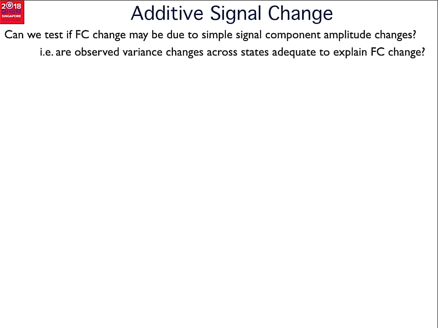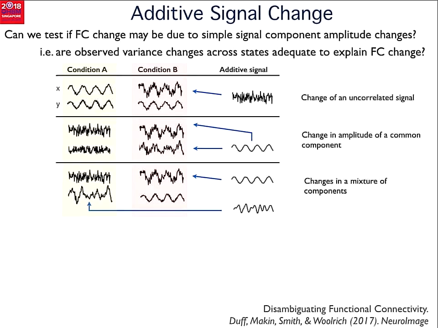The question that our group has been asking is on a similar line of attack, but we were wondering if we can get an analytic technique to directly test if a change in functional connectivity might be due to these simple changes in component amplitudes. That is, do we observe changes in variance, and are they adequate to explain the observed change in functional connectivity? This involves having to define a model of exactly what these signal component amplitude changes might be.